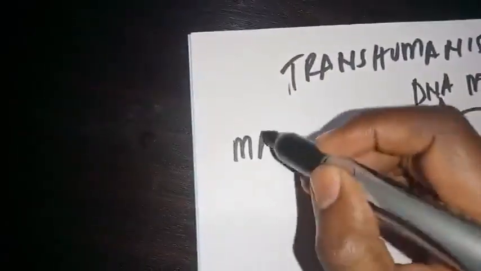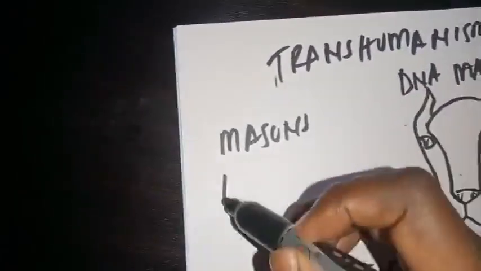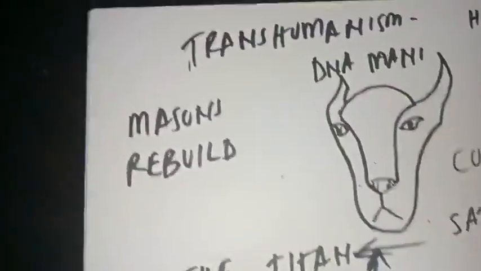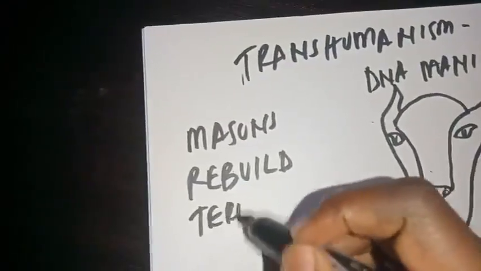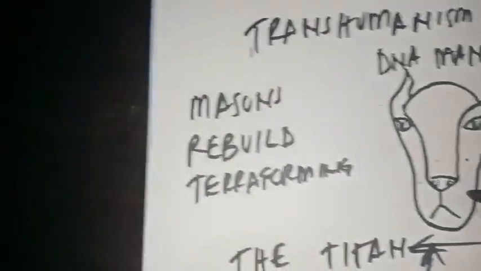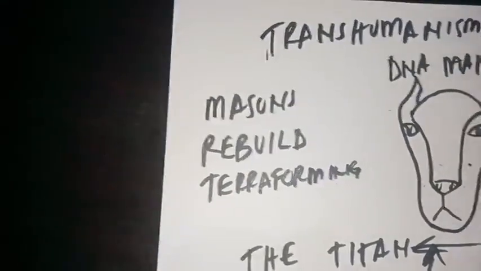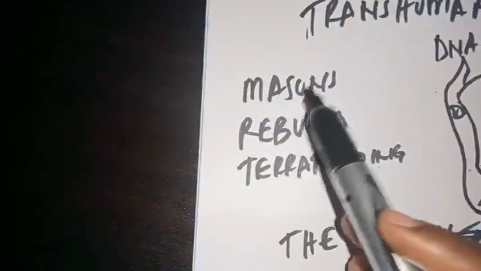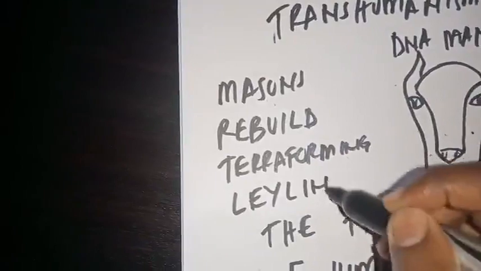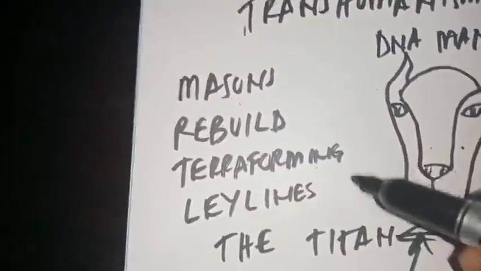Now these guys, they are Masons. They want to rebuild, like terraforming. They want to terraform this realm so that these creatures can survive. And these Masons build along the ley lines. Some structures are built strategically to follow the constellations.